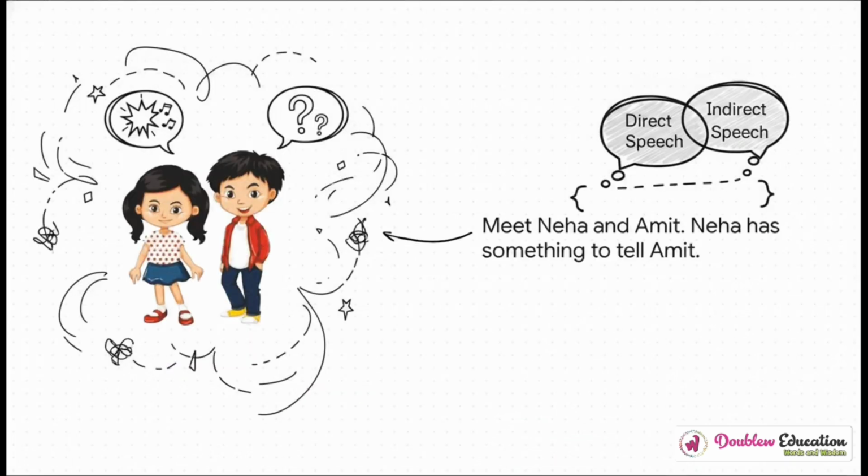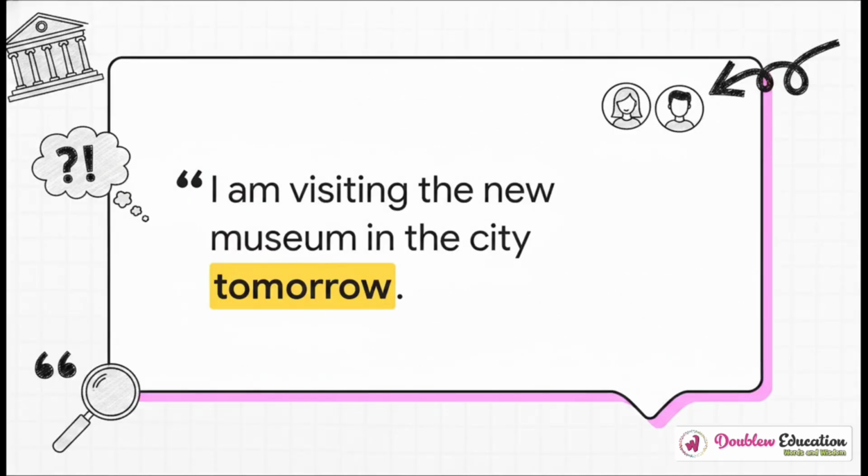All right, to make this super clear, let's follow a little story. Meet our two friends, Neha and Ahmet. And as our story starts, Neha's got something pretty exciting she wants to tell Ahmet. So Neha says to Amit, and listen really carefully to her exact words. She says, "I am visiting the new museum in the city tomorrow." Now, did you see those little marks around what she said? We call those speech marks, and trust me, they're super important for this.